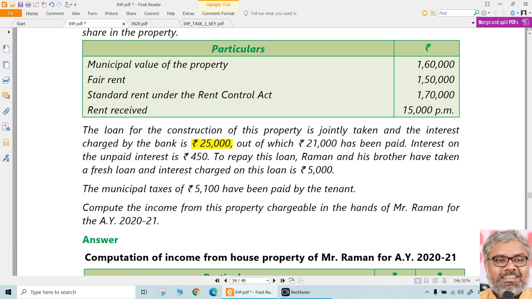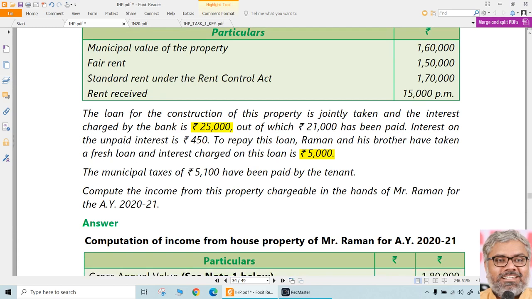And one more point, interest on unpaid interest is 450. That is not allowed as deduction. That 450 we should not give as deduction. Definitely no. That is a very clear provision. Disallowance. Interest on unpaid interest is not allowed as deduction. To repay this loan, Raman and his brother have taken a fresh loan and interest charged on that loan is 5,000. Yes, that is also allowed as deduction. Loan taken to repay old loan and interest is paid on the fresh loan is allowed as deduction. So total deduction of interest can be how much here? 25 plus 5. That is 30,000.